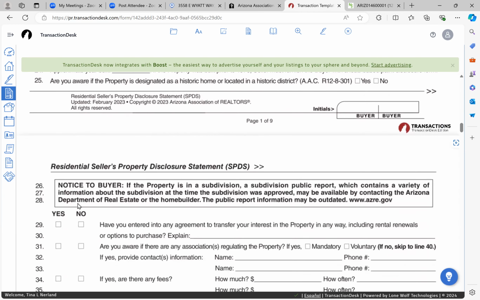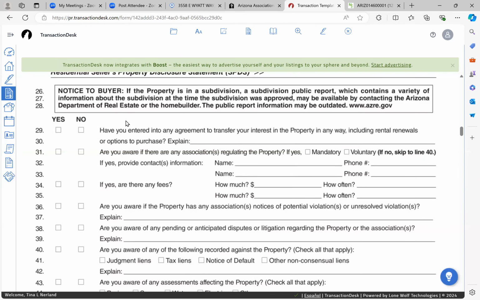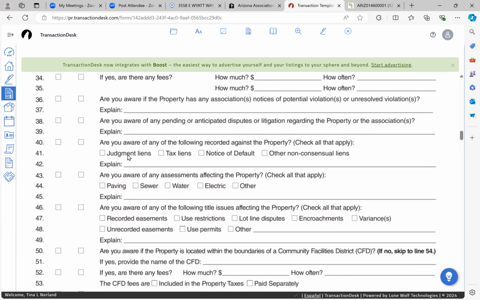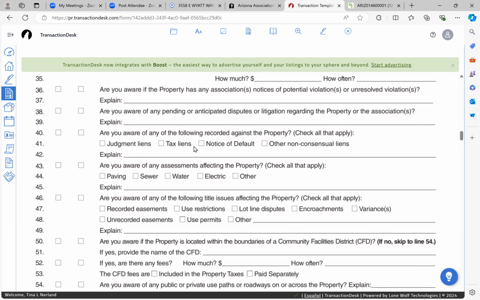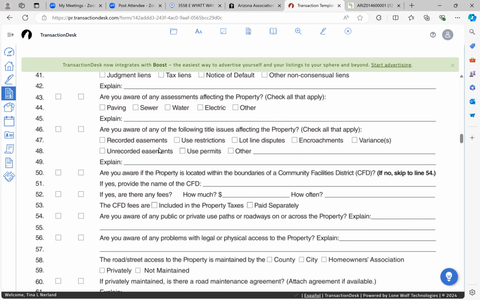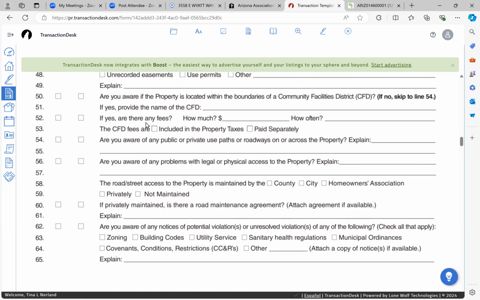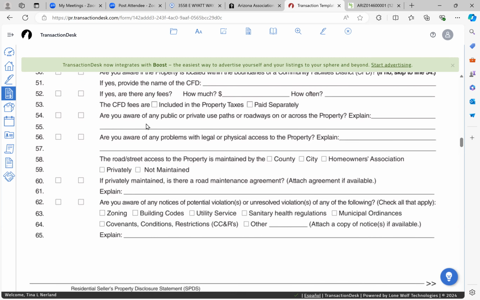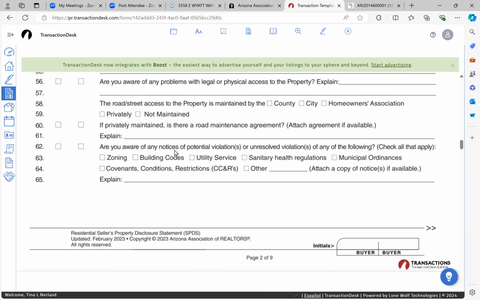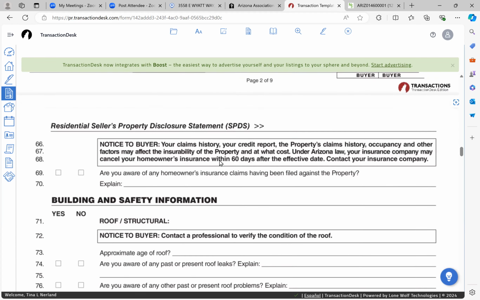They just went into a little bit more detail on questions. This form talks about the HOA. Again, this is a form that the seller fills out as well as the HOA, but here's another area for the HOA. It kind of goes through all that. Are you aware of any recorded tax liens, stuff like that? Are you aware of any assessments affecting the property? Yes or no? Let's see, what are some other good ones on here? Any potential violations? Are there any HOA violations that are in the works, that kind of stuff?